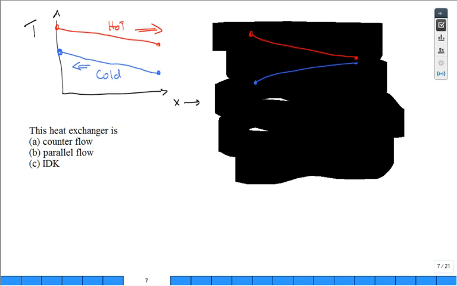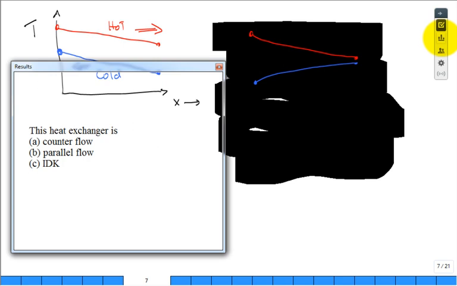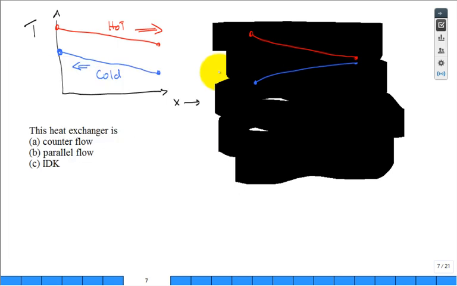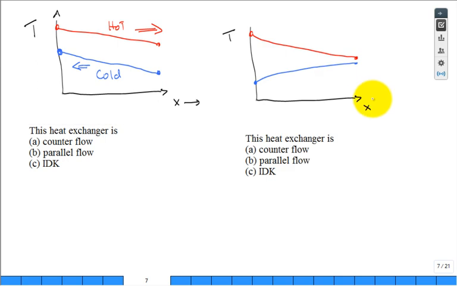All right, I'm going to go ahead and stop this. I still have one person incorrect. Oh, I had two then. One quickly jumped on the wrong bandwagon. When one fluid's going to the right, the other to the left, that's counterflow. All right, here's another question. This heat exchanger, can you tell just by looking at the shape of the hot fluid temperature profile and the cold fluid temperature profile, is it counter, parallel, or I don't know?